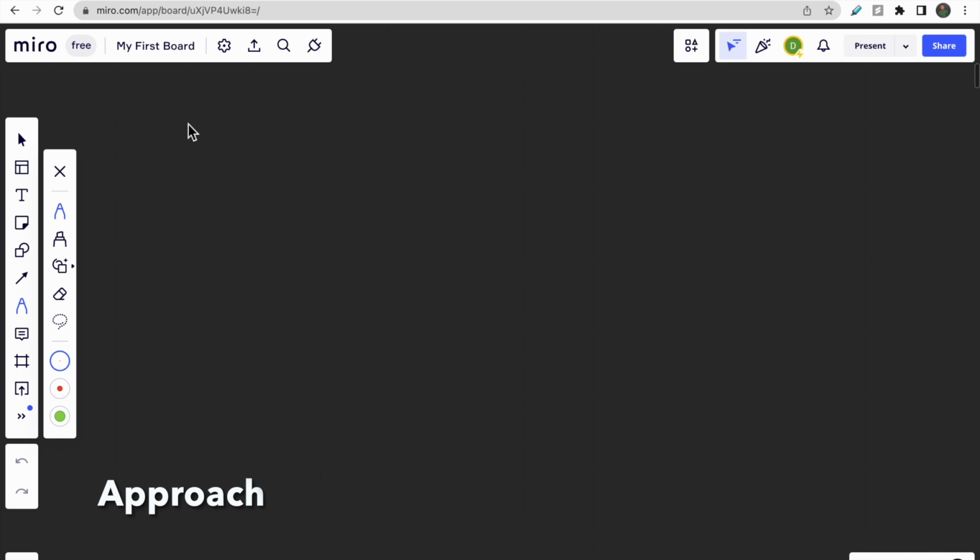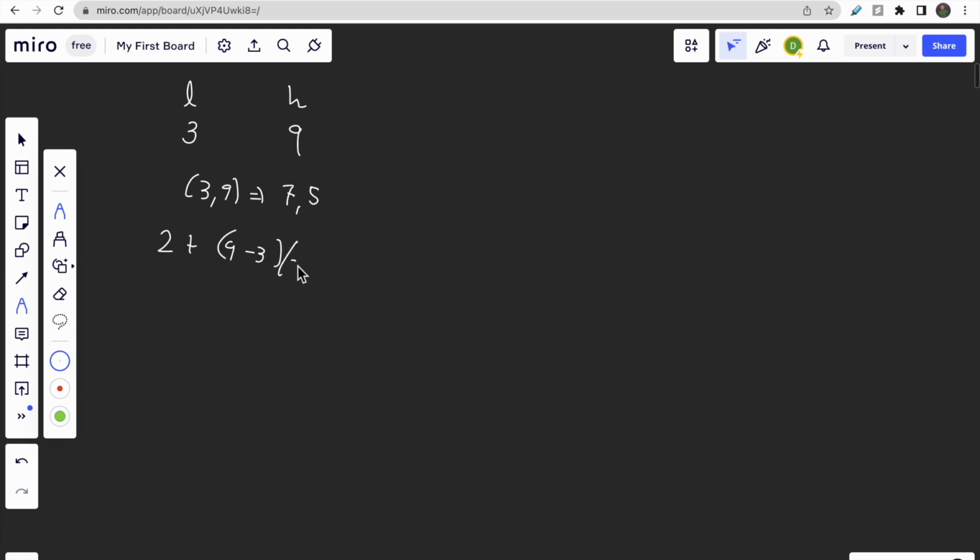So let's take an example like 3 and 9. This is low and this is high. Here you can see that both are odd numbers, and how many odd numbers are there between 3 and 9? There are 7 and 5, only 2 odd numbers. So if both low and high are odd, what we will do is count 2, 1 for 3 and 1 for 9, plus (9 minus 3) by 2 minus 1. So this would be our formula: 2 plus (high minus low) by 2 minus 1.